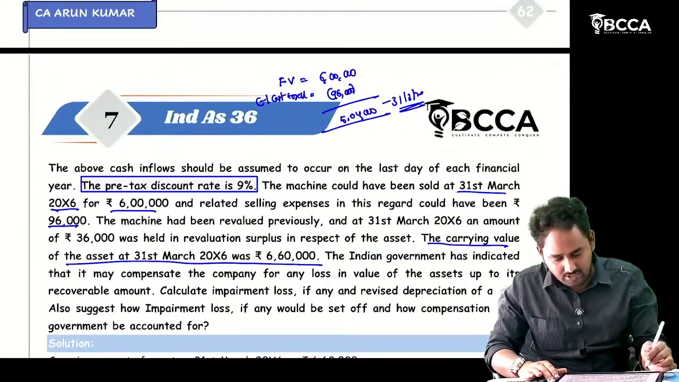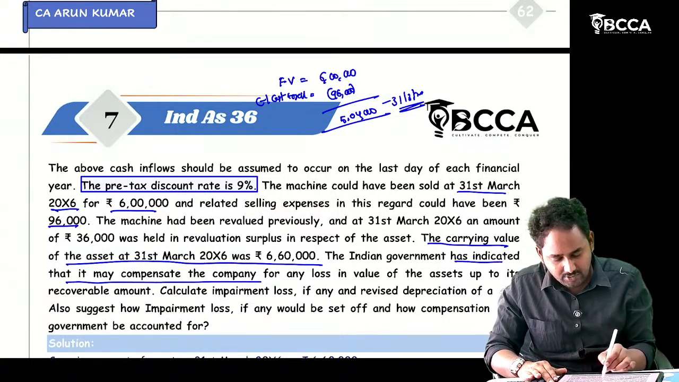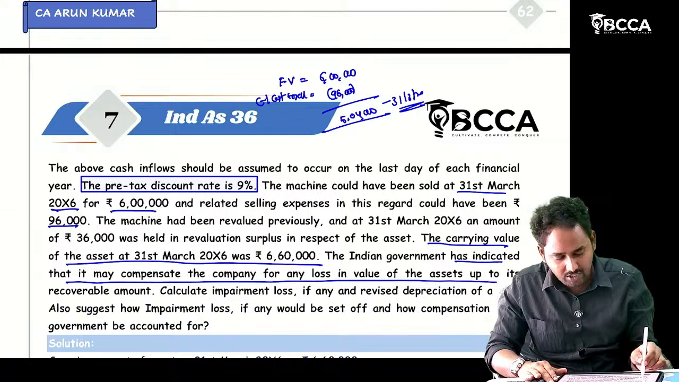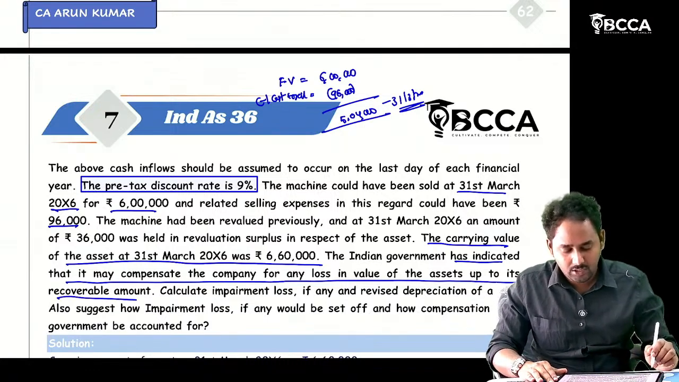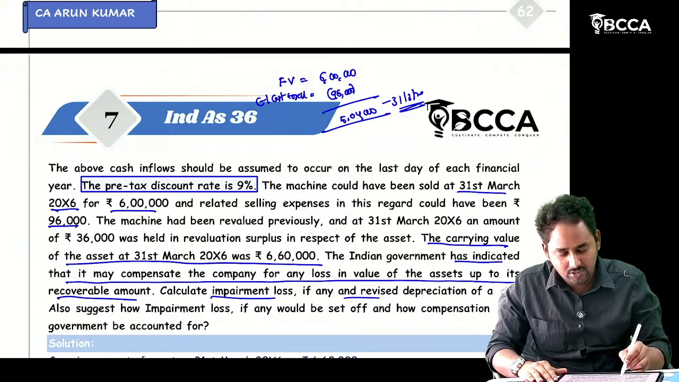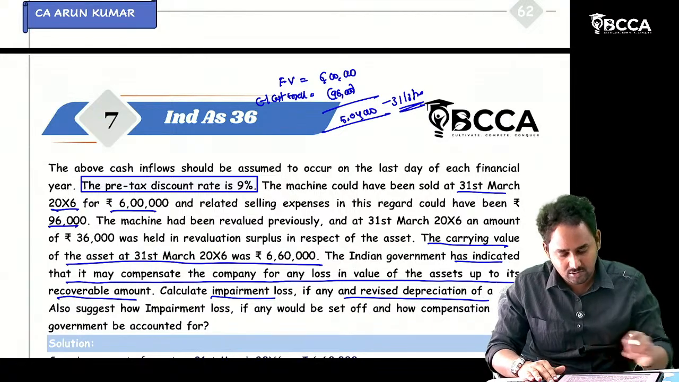After that, the Indian government has indicated that it may compensate the company for any loss in the value of the asset up to its recoverable amount. Calculate the impairment loss and also revise the depreciation of the asset. So the revised depreciation of the asset.